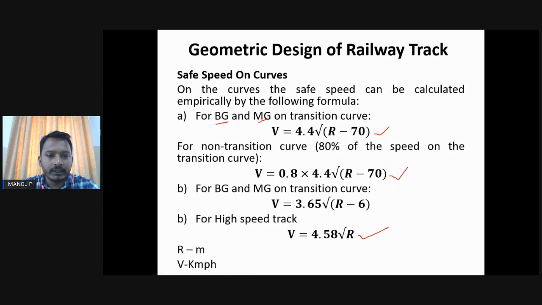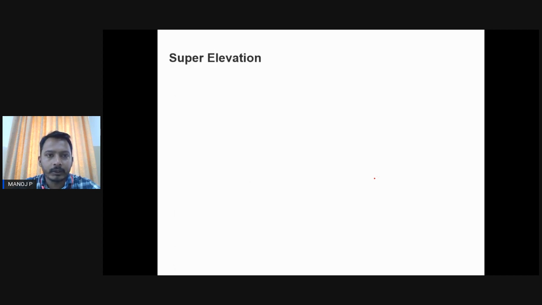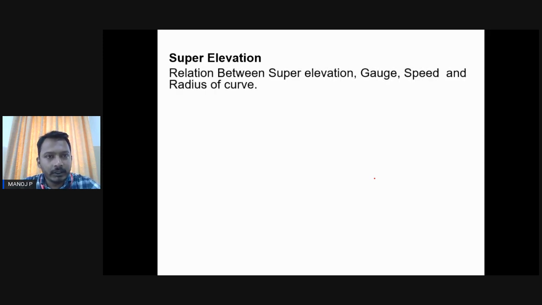Here, r is the radius in meters, and v represents the speed in kilometer per hour. What do you mean by super elevation? You have dealt with super elevation with respect to highway engineering. Here also, super elevation means the same with respect to railway tracks. What is the relationship between super elevation, gauge, speed, and radius of the curve?